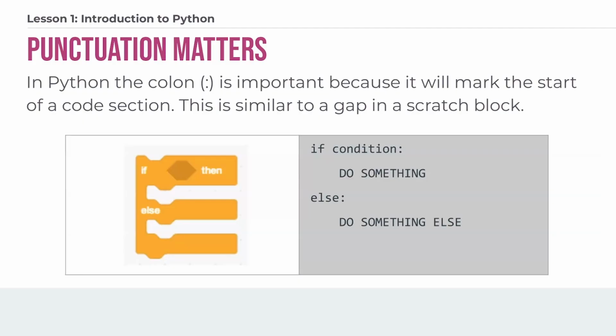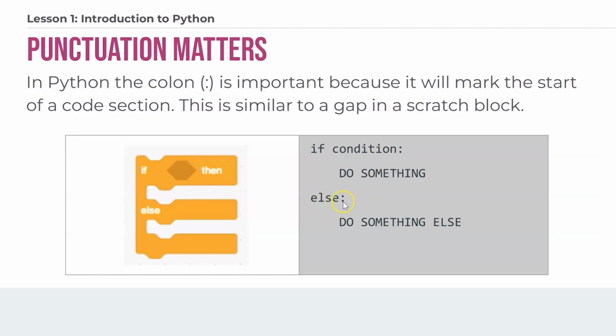In Python, the punctuation mark that you're going to need to be very aware of is the colon, these two dots that you would use to make a smiley face. These two dots are important because they mark the start of a code section. This is similar, as I mentioned before, to a gap in an if statement or in a Scratch block. So here you'll see this in an if statement where we say if and then the condition and then we have that colon. This colon is really important because it tells us that's the end of the condition and that's the beginning of the code that executes if this condition is true. This is the same case with the else statement.